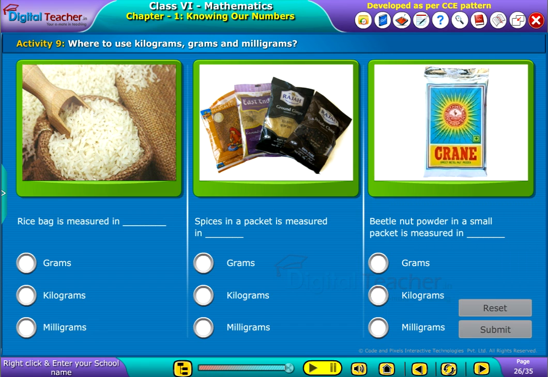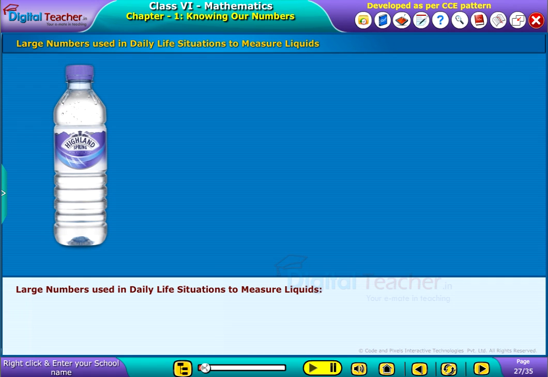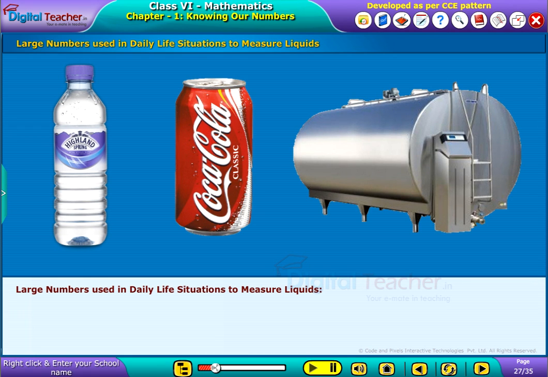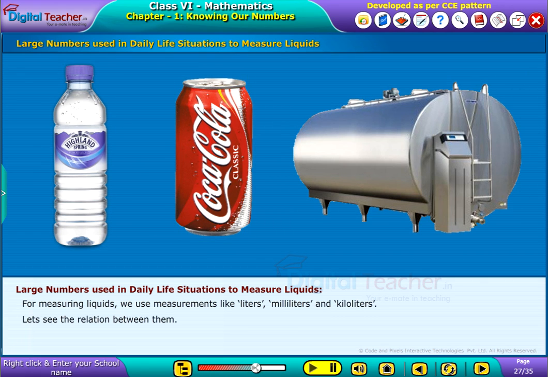Let us see where to use kilograms, grams and milligrams. Click the appropriate options for the following blanks. Large numbers used in daily life situations to measure liquids. For measuring liquids, we use measurements like liters, milliliters, and kiloliters. Let's see the relation between them.